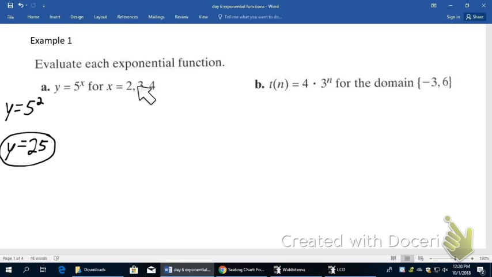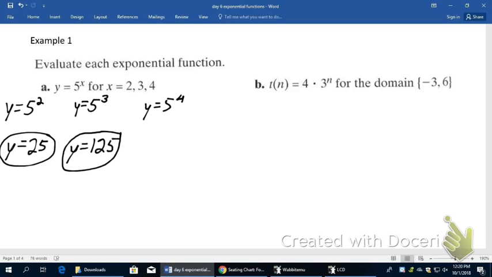Now I'll have to do it for x equals 3 by just putting a 3 in for x instead. So 5 to the third power, 5 times 5 times 5, that's 125. And then I'll do it for the fourth power, y equals 5 to the fourth power, so that's 625 for that answer.